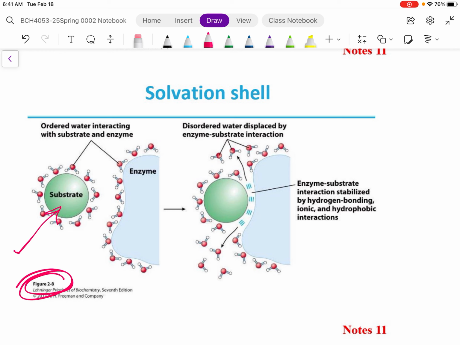All right, go back to the Gibbs free energy equation. When entropy increases, it could, in theory, make the Gibbs free energy more negative. Any questions on the hydrophobic effect or the solvation shell?